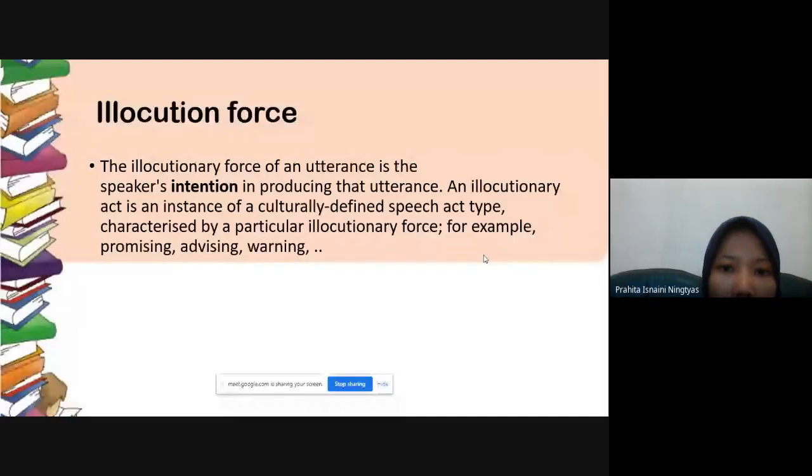The elocutionary force of an utterance is the speaker's intention in producing that utterance. An elocutionary act is an instance of a culturally defined speech act type characterized by particular elocutionary force, for example, promising, advising, and warning.